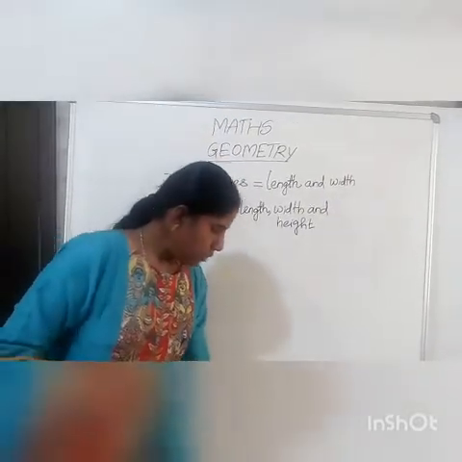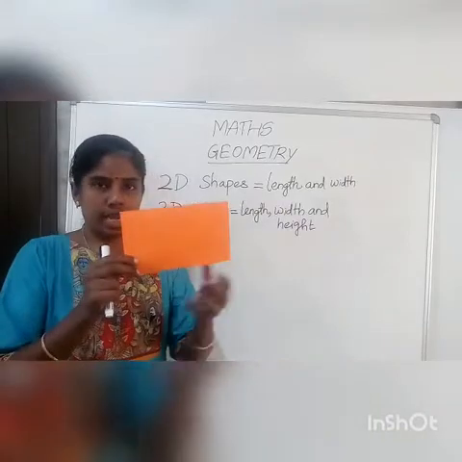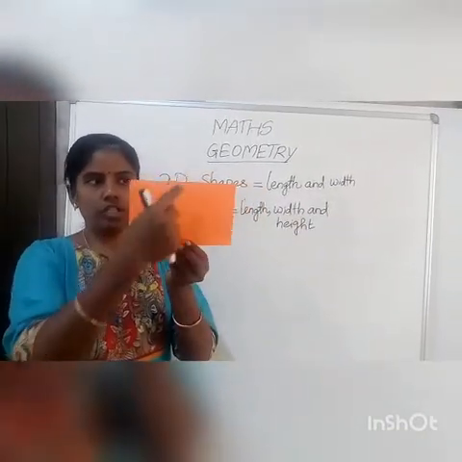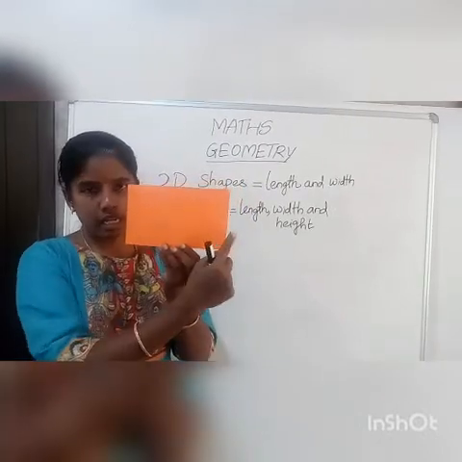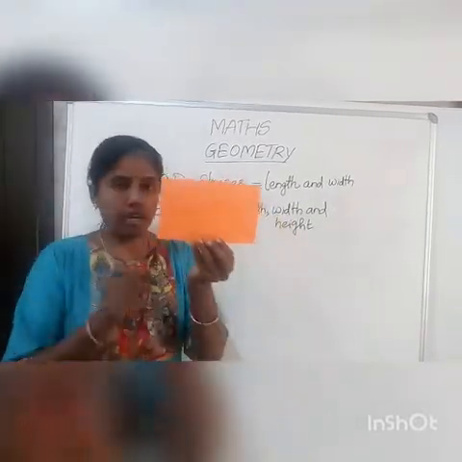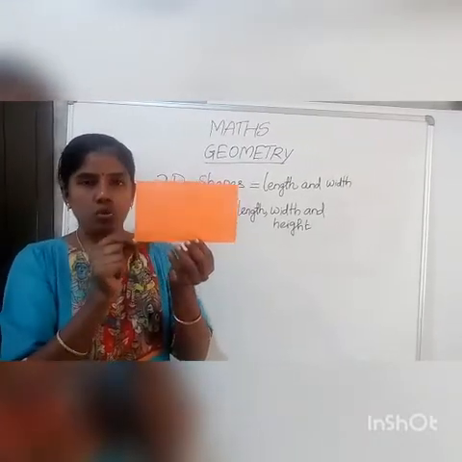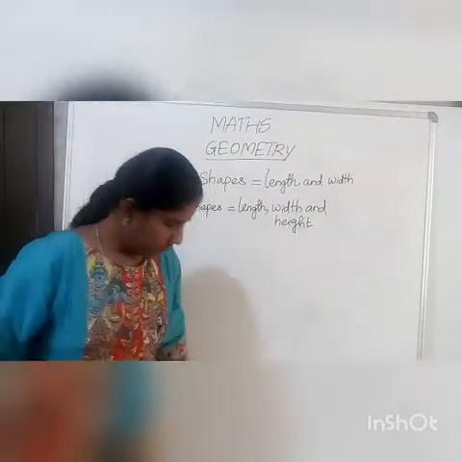The next shape that we learned was a rectangle. A rectangle also has four sides, out of which the opposite sides are equal. And a rectangle also has four vertices and two equal diagonals.